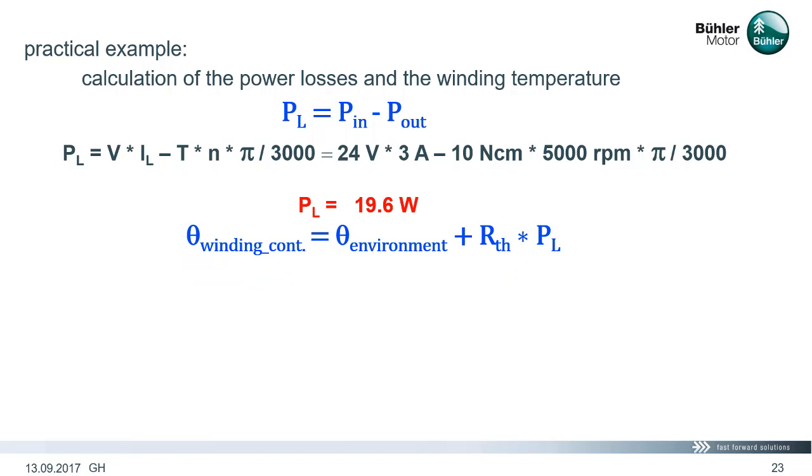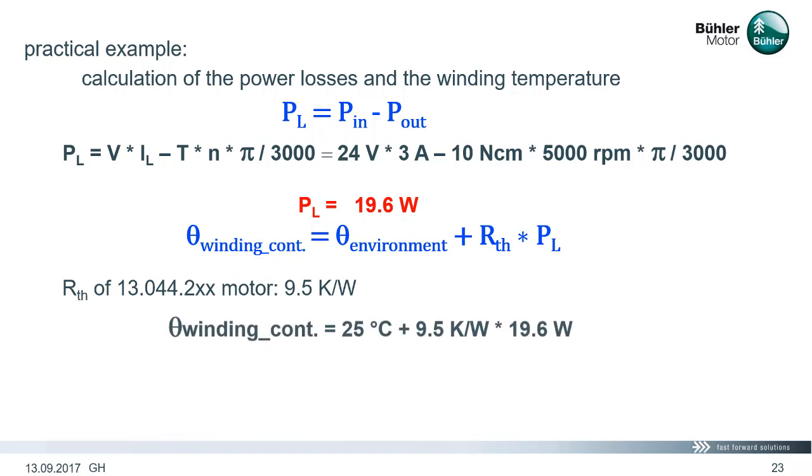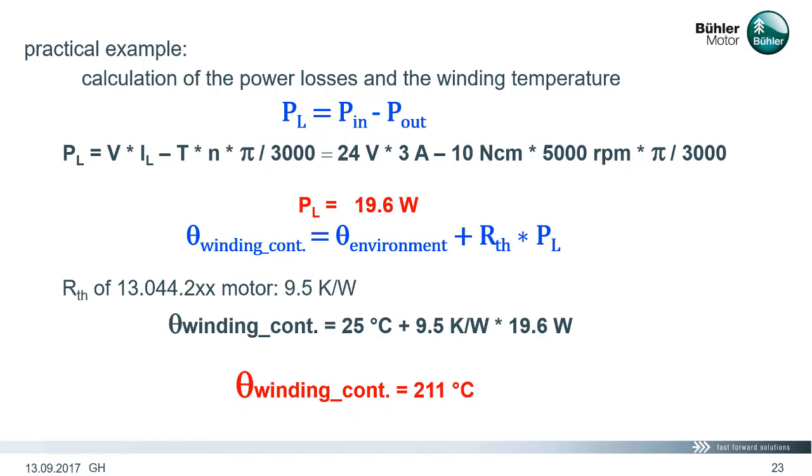To calculate the winding temperature, we need the thermal resistance of the 13044 200 motor. The catalog shows a value of 9.5 Kelvin per watt. With this, the winding temperature calculates to 25 degrees C environment plus 9.5 Kelvin per watt multiplied by 19.6 watts power losses. Winding temperature is calculated to 211 degrees C.